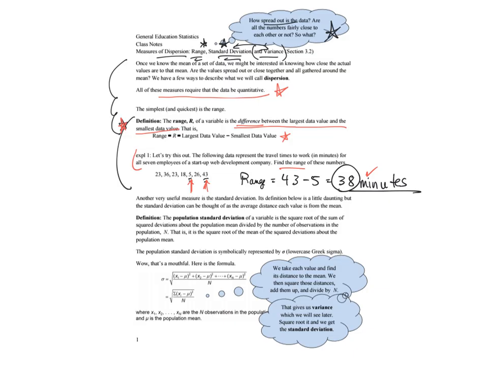So let's read this over. Okay, the definition is a little bit daunting, but not to worry. If you just think of it as the average distance each value is from the mean, that is very helpful. Now, this is population standard deviation, which is to say it's about population data. On the next page, you're going to see nearly the same formula. It differs ever so slightly, but that will be for sample data.